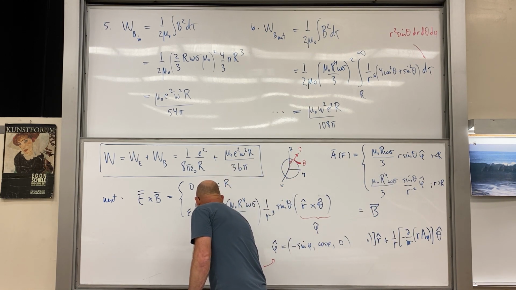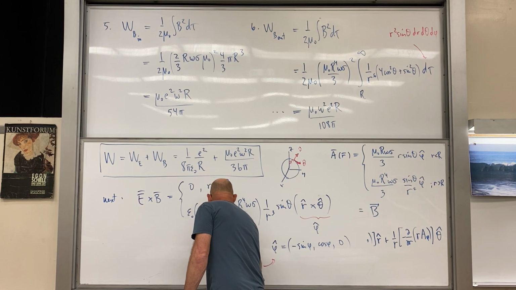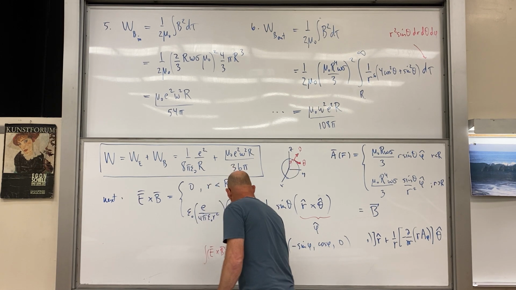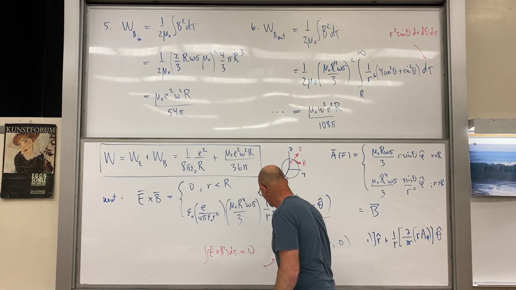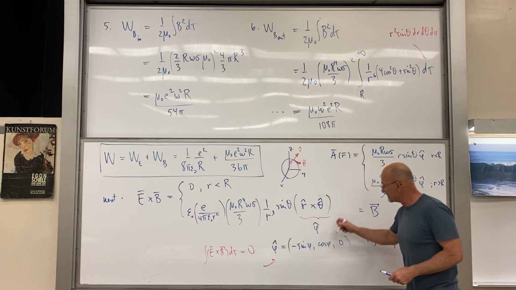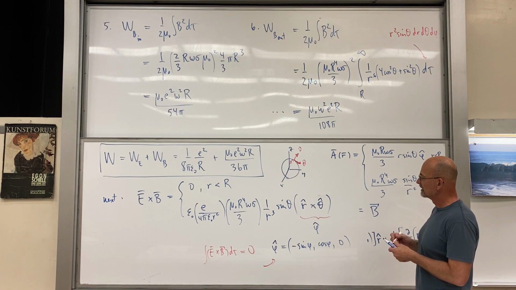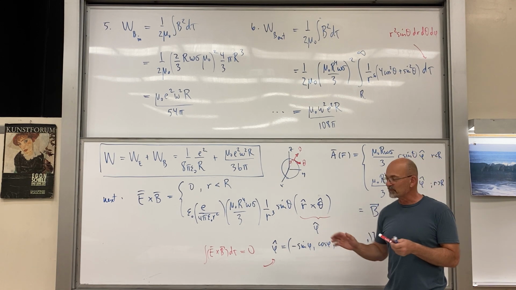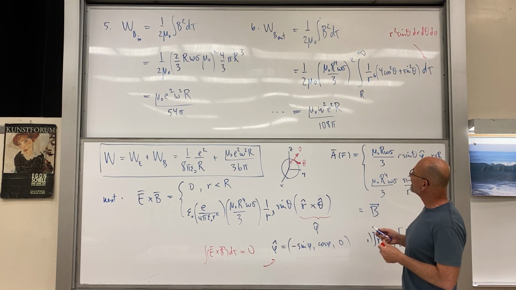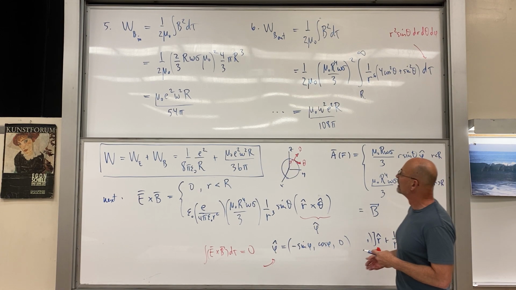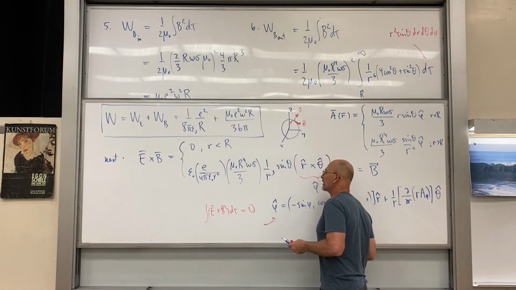So the integral of E cross B d tau equals 0 because of the direction of that. Which means our linear momentum integral vanishes. So we want to do our angular momentum next. Okay, I'll send this up.